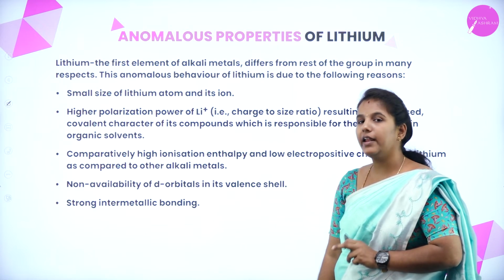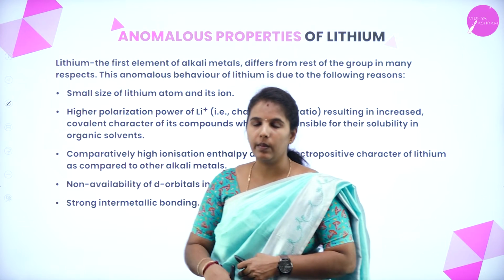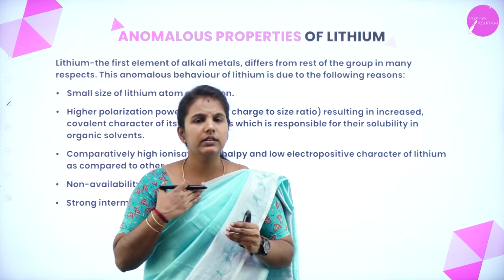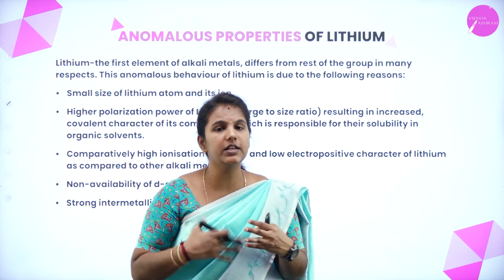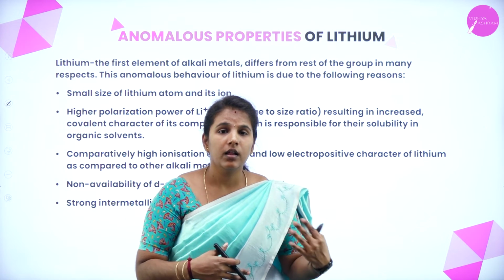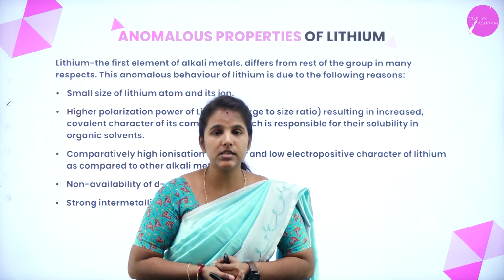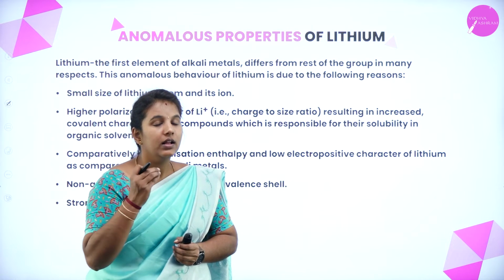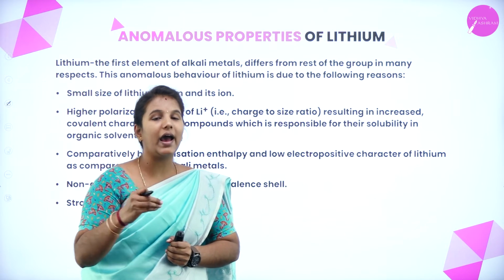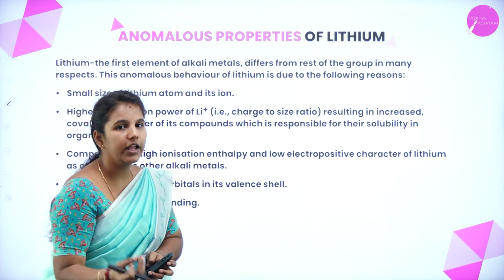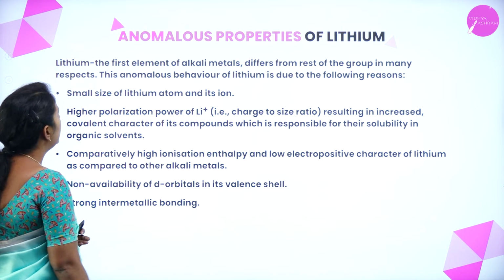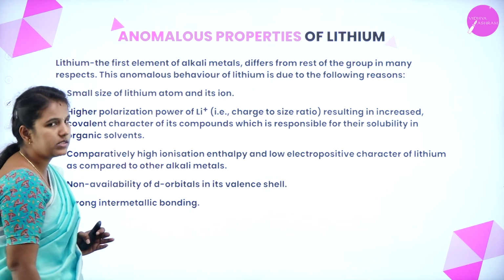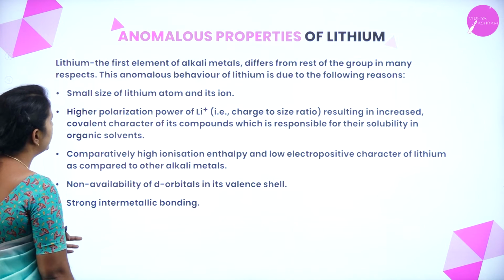And next is anomalous behavior of lithium. As we found from the physical to the chemical properties, there is one element, lithium, whose behavior is different from the others. Is it right? Why is it like that? Let us understand the different nature of lithium as compared with the other elements in group 1. Lithium is the first element of the alkali metals. It differs from the rest of the group in these aspects.